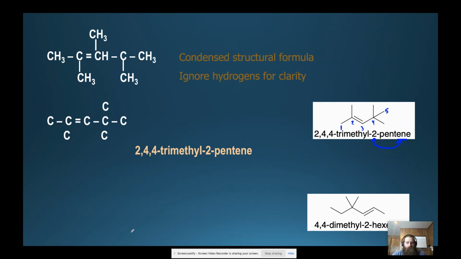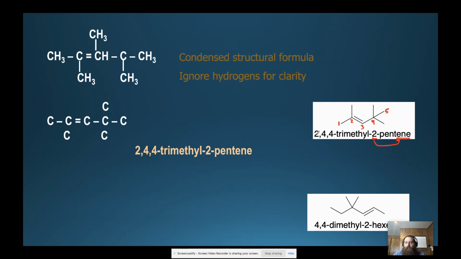Let's go with red. All right, so let's try that again. 1, 2, 3, 4, 5. There we go. At position 2, we have the double bond. So that's the 2-ene, 2-pentene.